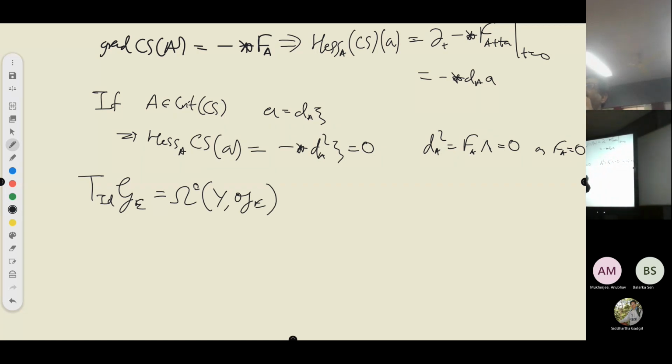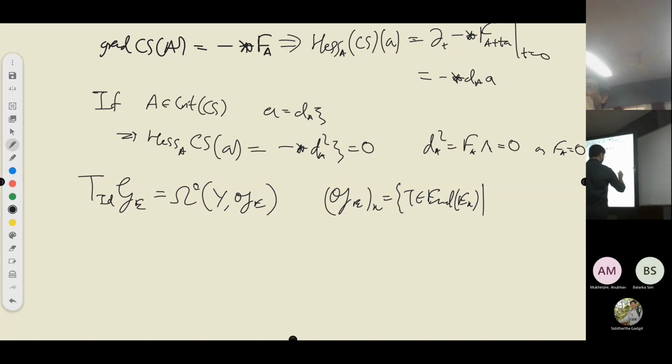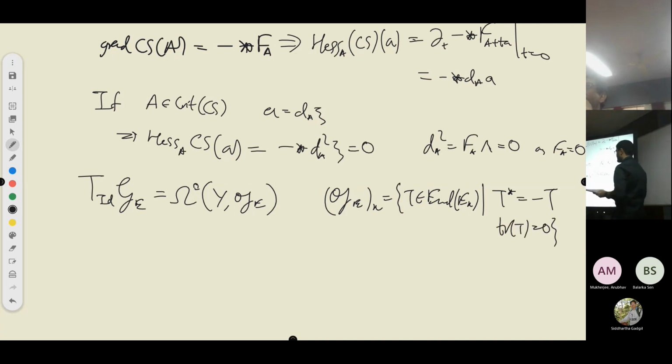So GE, again at any point x, is T belonging to endomorphisms of Ex such that T is Q adjoint and the trace of T is equal to 0. What it's saying is that pointwise, if you had an SU2 thing, then its tangent space is going to be skew symmetric endomorphisms with trace 0, and you're just saying do that pointwise everywhere. That gives you the tangent space of your gauge group.